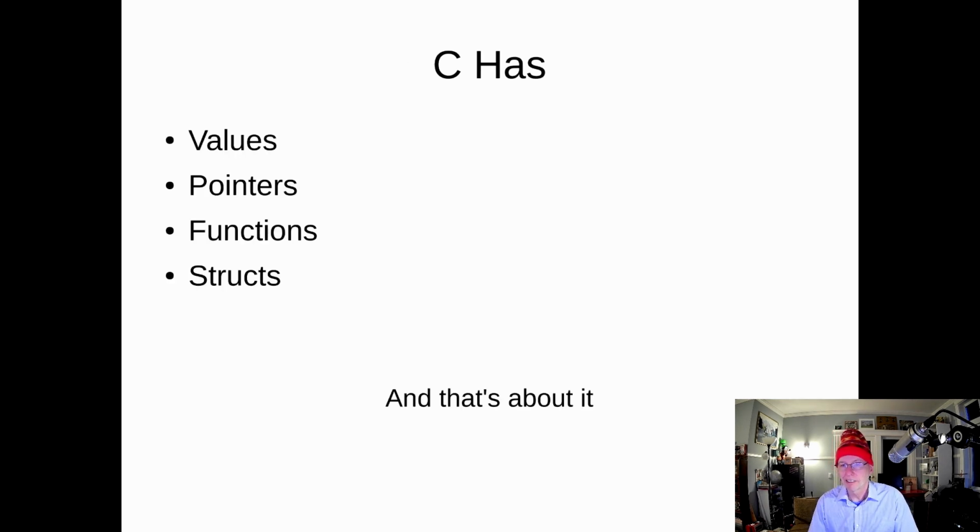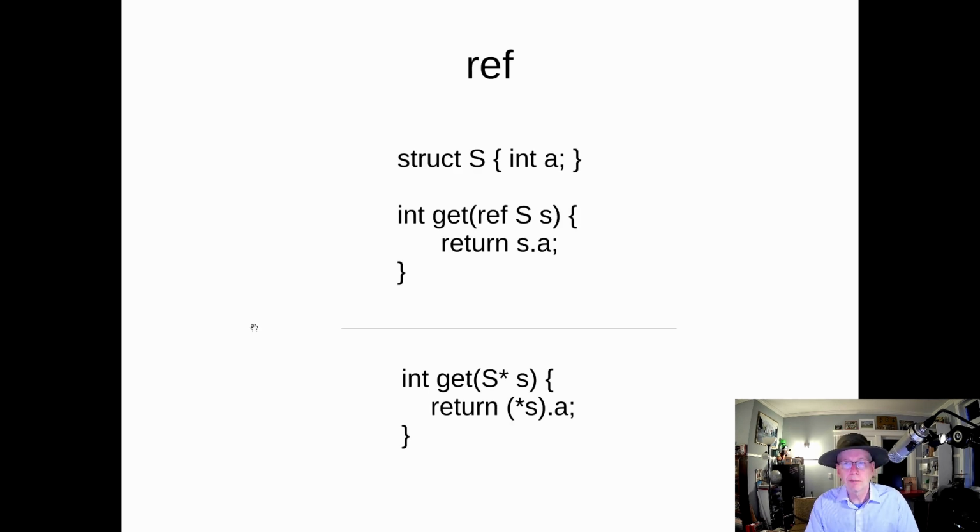C's syntactic sugar consists of values, pointers, functions, and structs, and that's really about it. It doesn't have much more than that. Let's start with something simple.